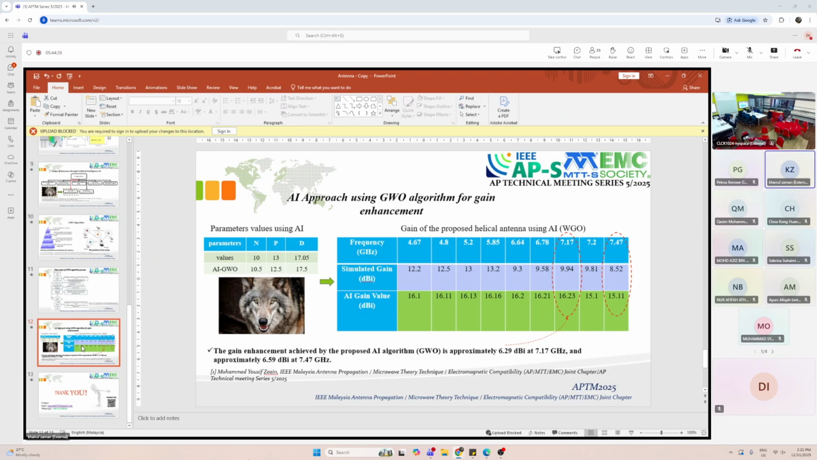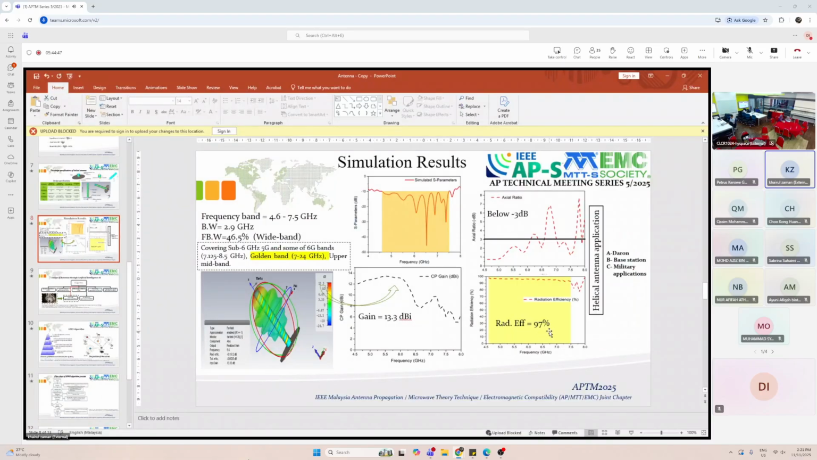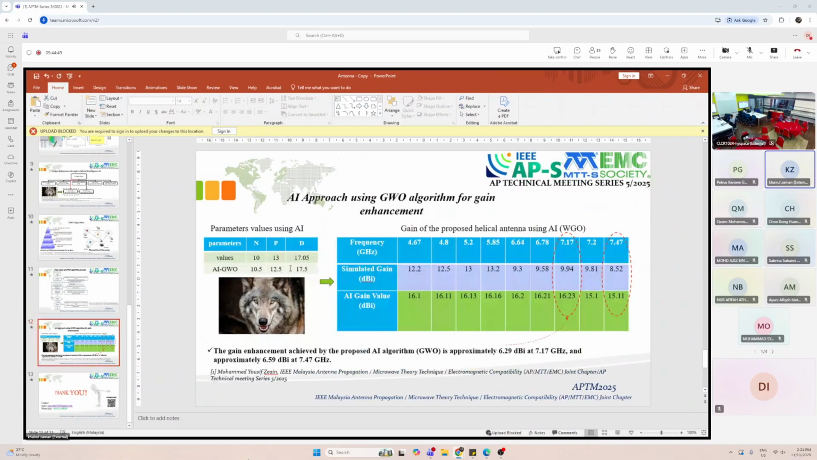Actually, in this design, we're focusing only on the gain. So how to enhance the gain of the antenna, based on these 3 parameters. But we didn't study another type, for example, maybe the efficiency change. We achieve here 97%. But when we enhance the gain, maybe the efficiency will be changed. So here only focusing on the gain.